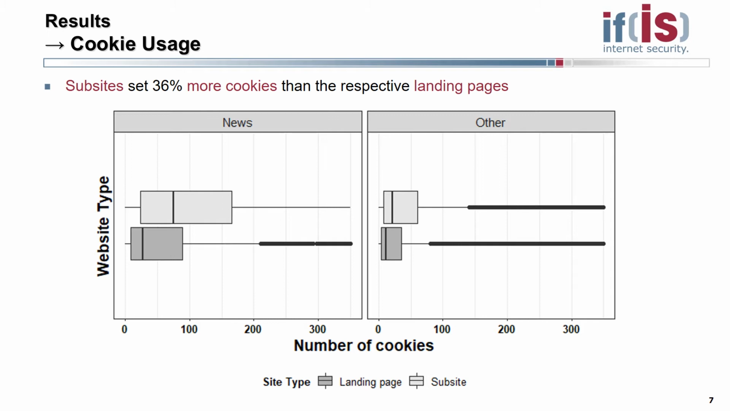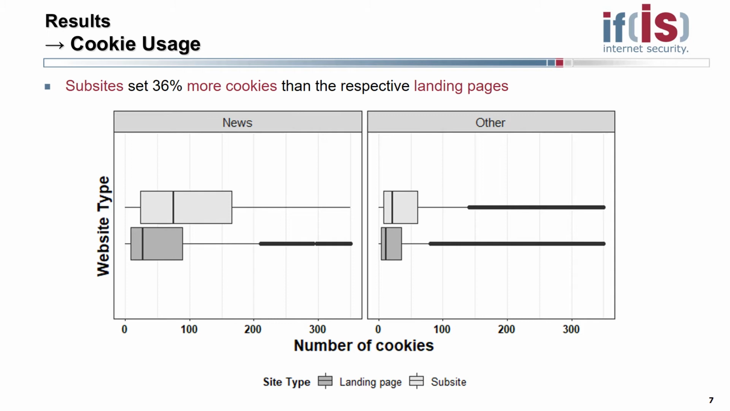Also, we can see that some website categories like news websites use more third-party cookies than others. This is in line with previous work. Our results show that subsites show a different behavior when it comes to specific phenomena, in our case, third-party cookie usage. To increase the readability of our slides, from now on we will only take a look at news websites.